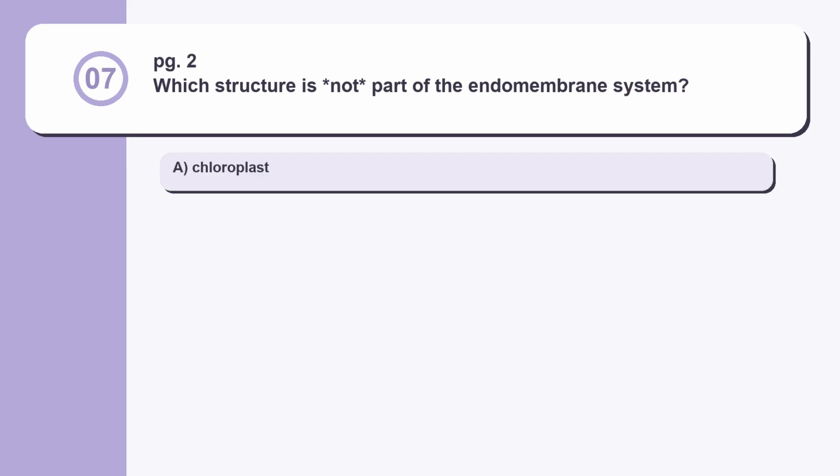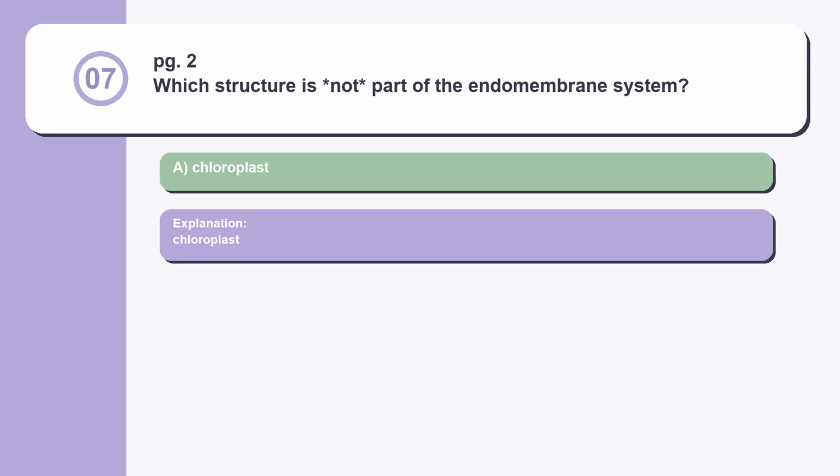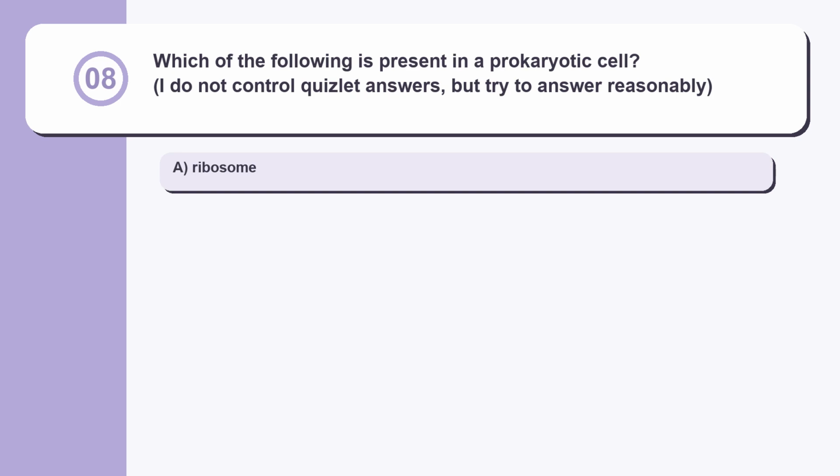Question 7. Which structure is not part of the endomembrane system? Chloroplast. Question 8. Which of the following is present in a prokaryotic cell? Ribosome.